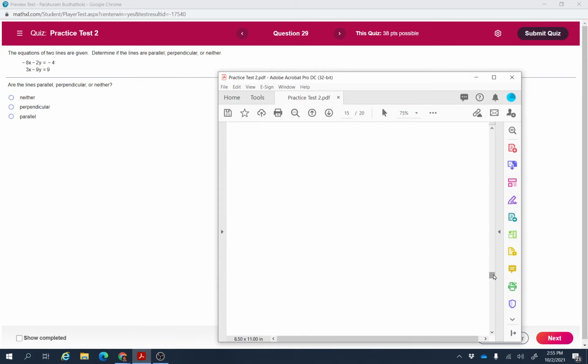So the main thing in this kind of problem is to find the slope. And for finding the slope, you have to write down your equation in slope-intercept form. So I'm going to take the first equation, that is negative 8x minus 2y equals negative 4. Write down this equation in slope-intercept form.